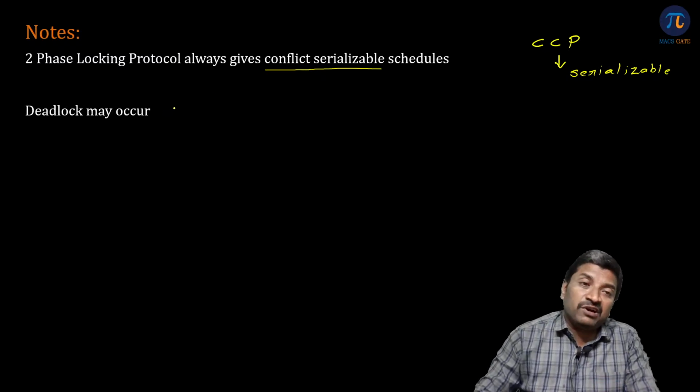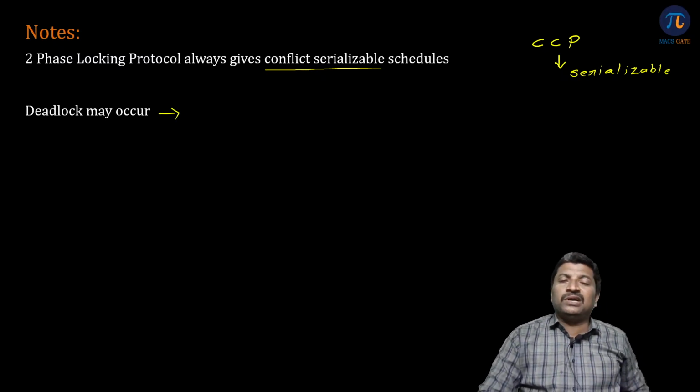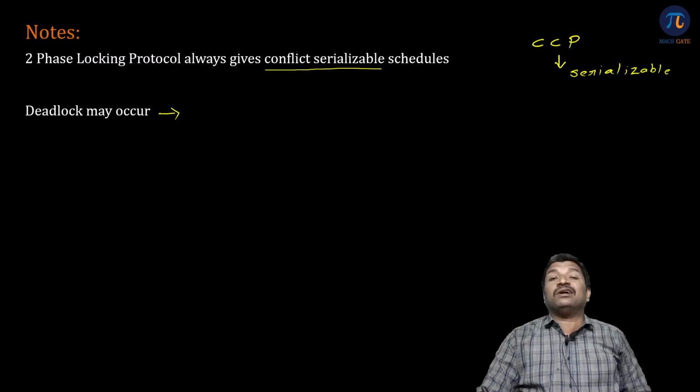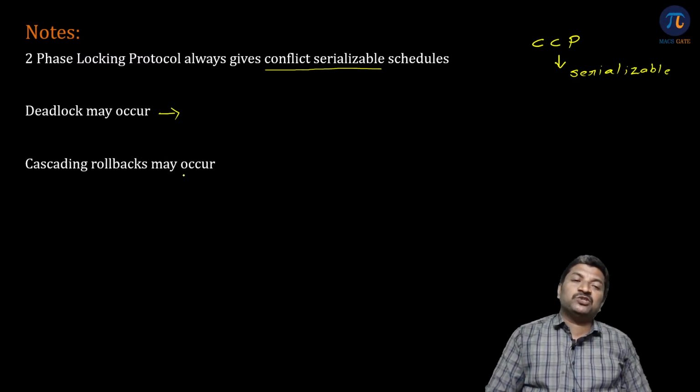And even if I follow 2PL, there is a chance of deadlock. So even if you follow the two-phase locking protocol, there is a possibility that deadlock may occur. There is also a possibility of cascading rollbacks. So even when you follow the two-phase locking protocol, there is a possibility of cascading rollbacks.